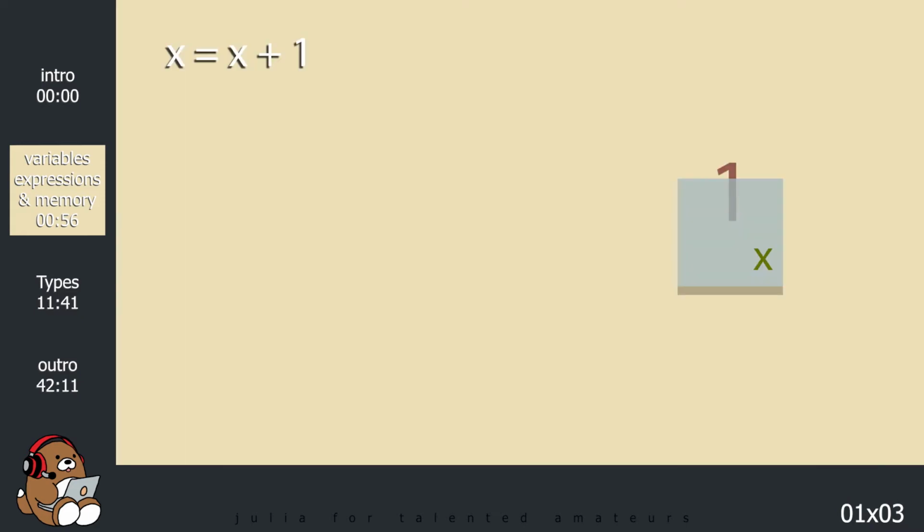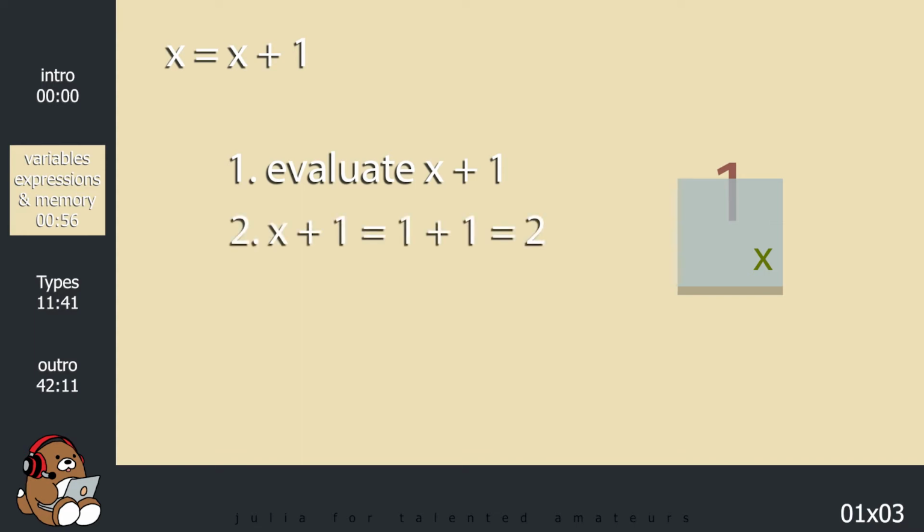Here's the sequence of steps that Julia used after you hit enter following x = x + 1. Step 1. Evaluate the expression on the right-hand side, x + 1. Step 2. Take the current value stored in location x, which is 1, and then add 1 to it, and return the value 2. Step 3. Now take the value 2 and place it into location x. This is very different than math.